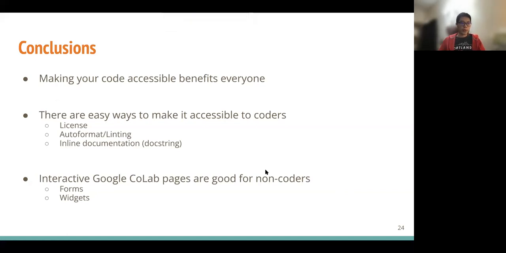So in conclusion, hopefully we gave you some ideas on how to make your code more accessible. We provided some ways to make your code more accessible to coders using some of these options that Levi presented. And we offered up Google Colab Forms as a way to alter your code for non-coders using Python and R, as well as using widgets that can be used independently of Colab.